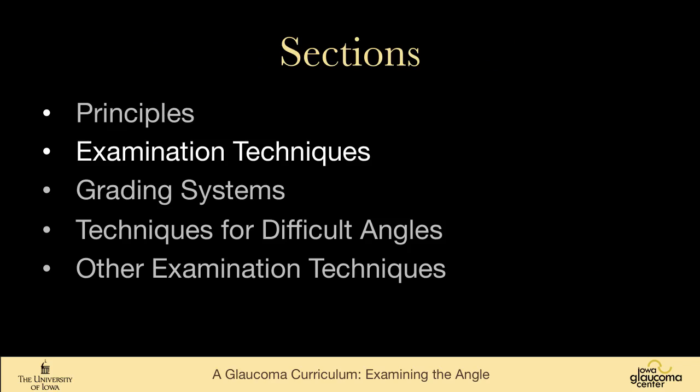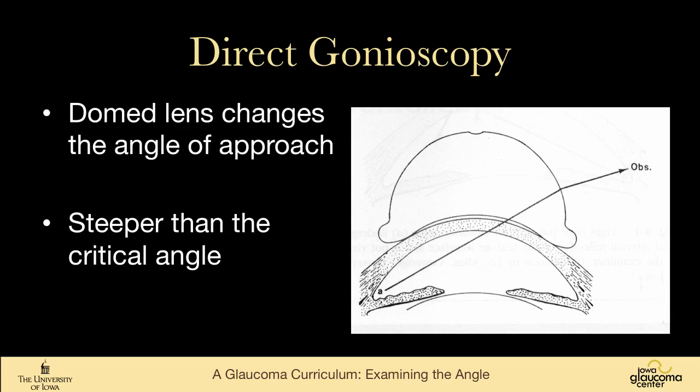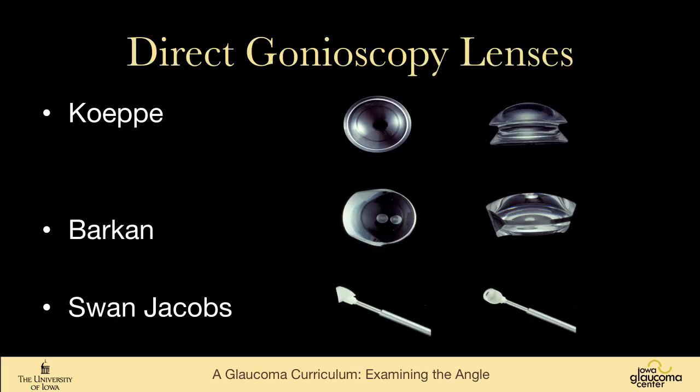And so that leads us to examination techniques. And there are 2 basic ways that this is done, directly or indirectly. Directly, one puts a domed lens on top of the cornea that changes this angle so that the observer can see right into the angle. So this is now steeper than the critical angle. And there are lots of direct gonioscopy lenses. The prototype is the Koeppe lens, but there are some surgical lenses like the Barkan and Swan-Jacob lens. And now in the area of minimally invasive glaucoma surgery, there are lots of new lenses being developed for surgery.